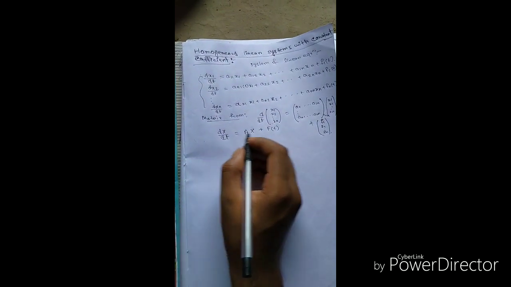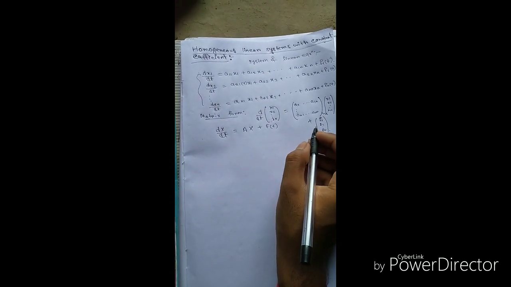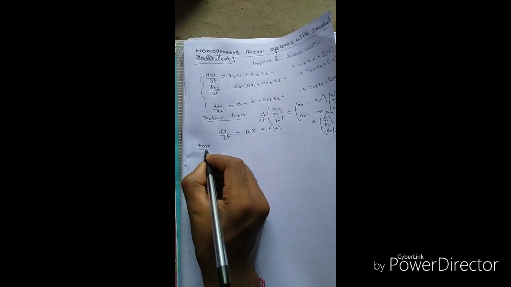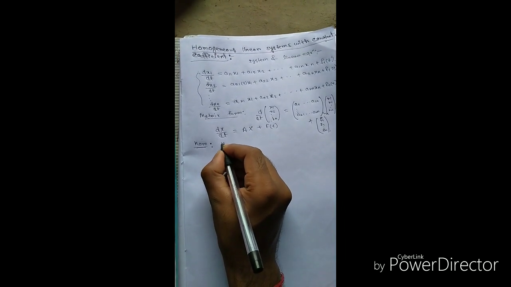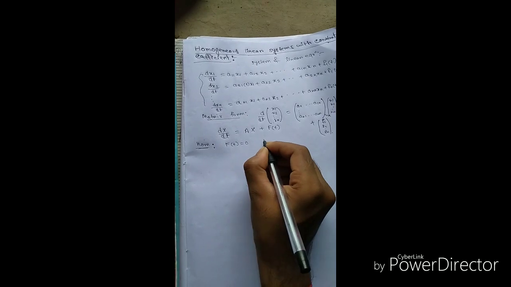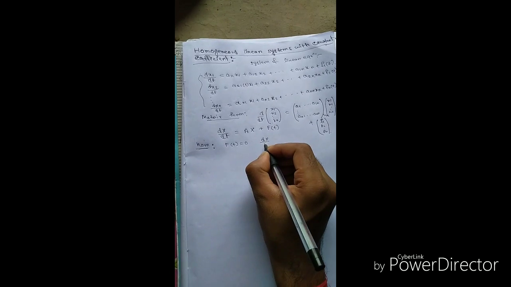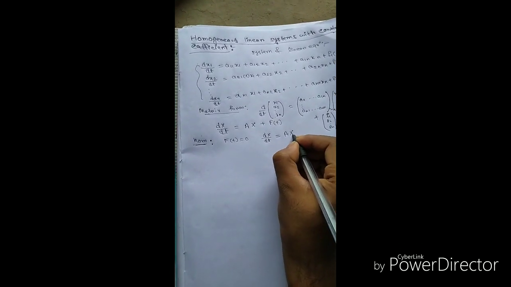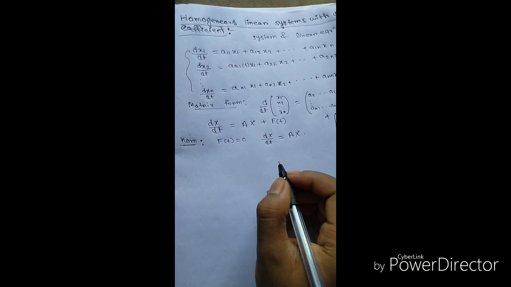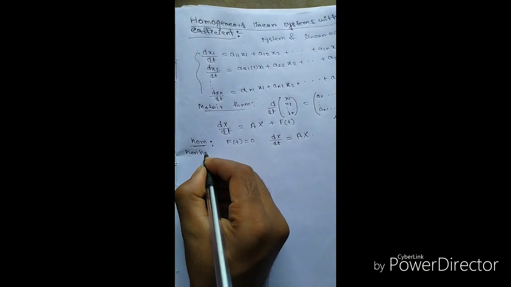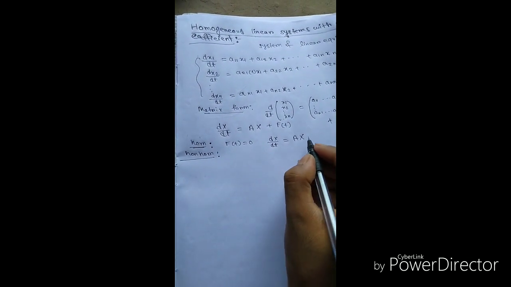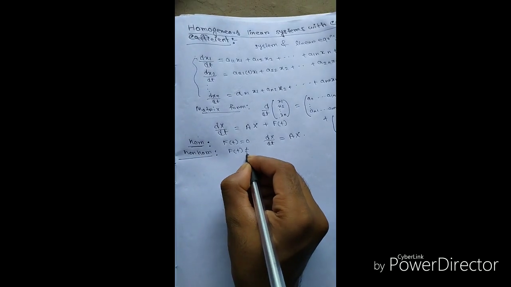Now this matrix form of the equation is called homogeneous if f(t) equals 0. So a homogeneous linear system with constant coefficients is of the form dx/dt equal to Ax. The equation is called non-homogeneous if f(t) is not equal to 0.